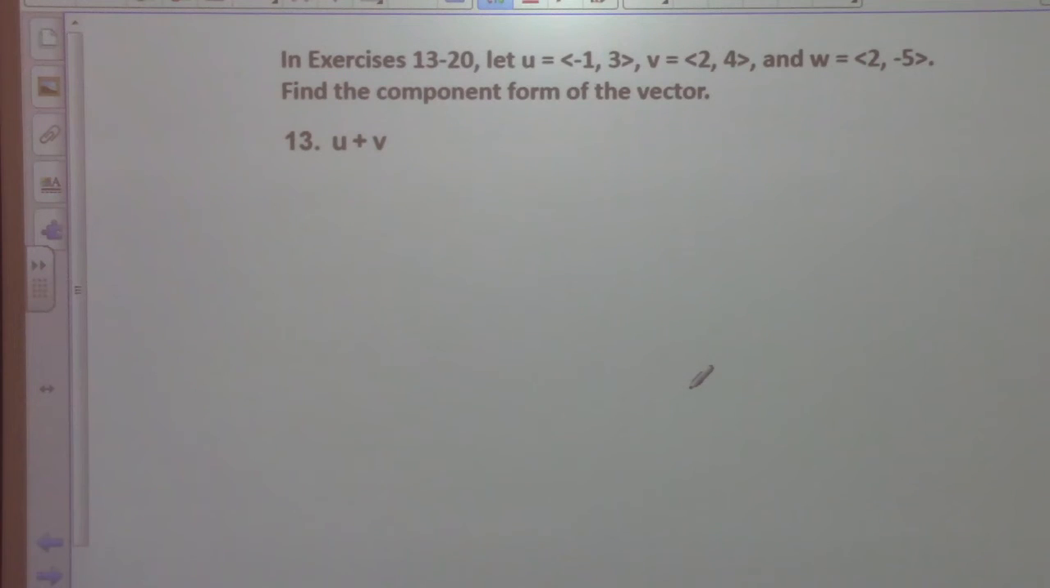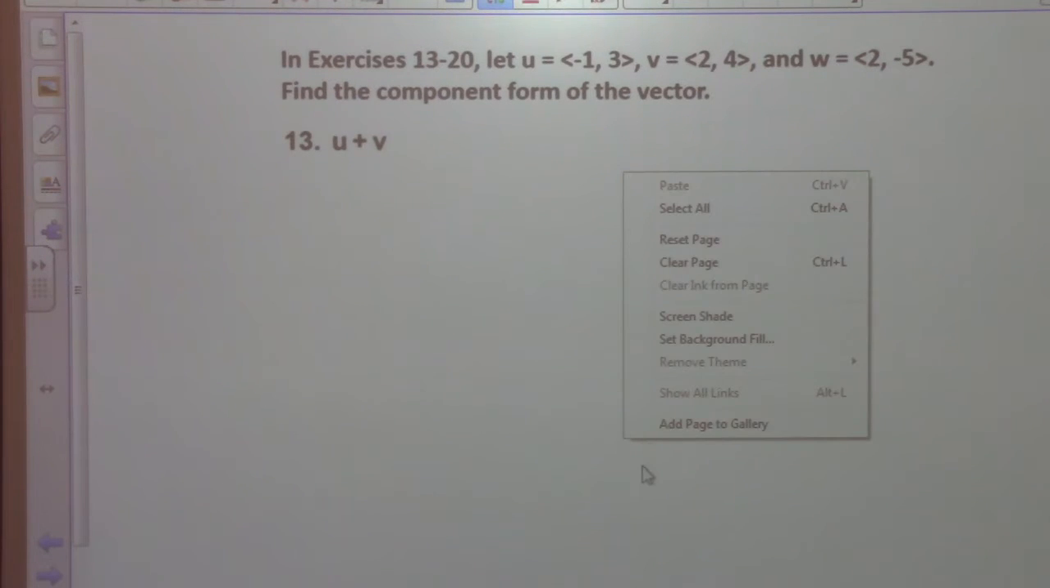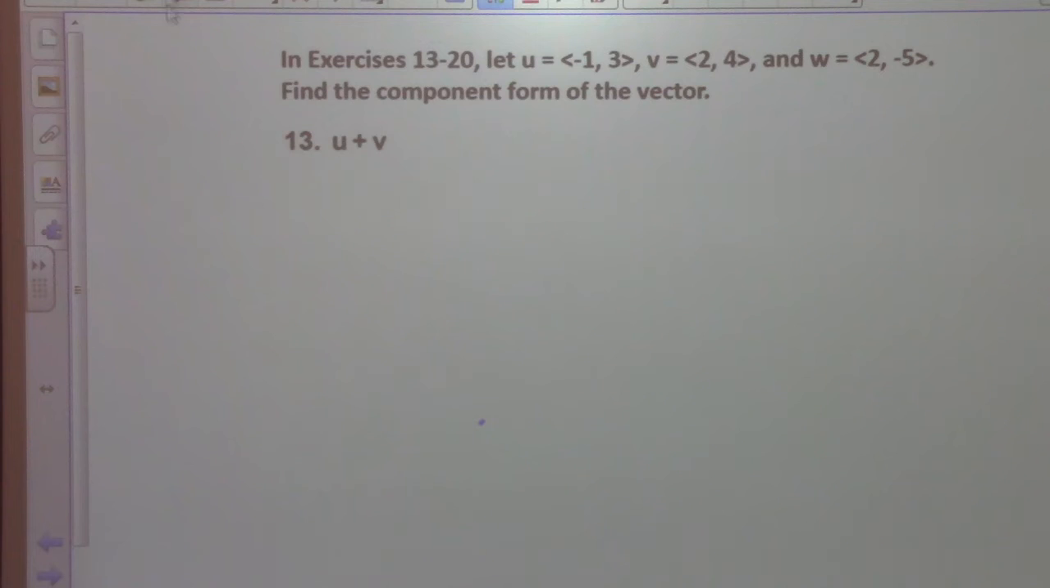Okay, what I want to do is go ahead and show you number 13. Then I want to call on members of the audience to help with the others. How's that? Okay. You're okay with that or not?